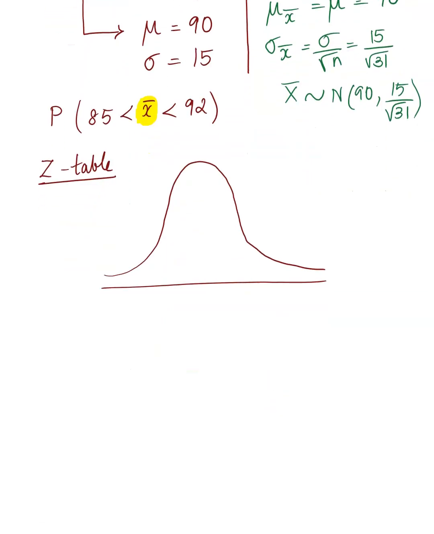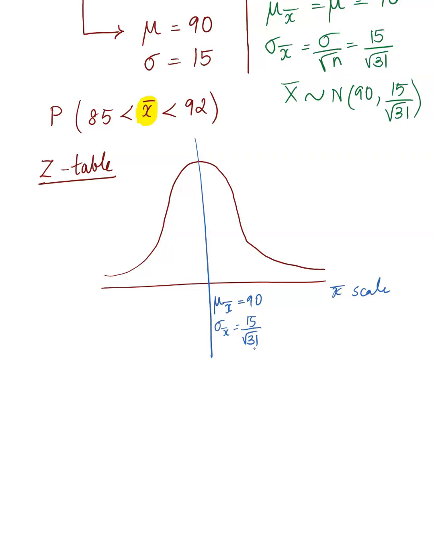So we now have mu to be, I should say mu x bar, because these are the x bar values here. The scale is x bar, because now you no longer have individual x values, you now have x bar values: the sample mean from one sample, the sample mean from the second sample, and so on. So mu x bar is 90, and sigma x bar is 15 over root 31. This is what we have.